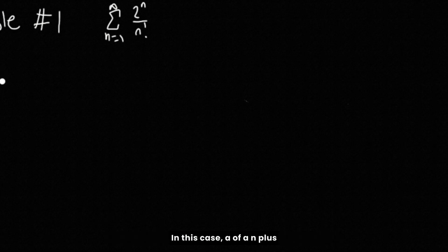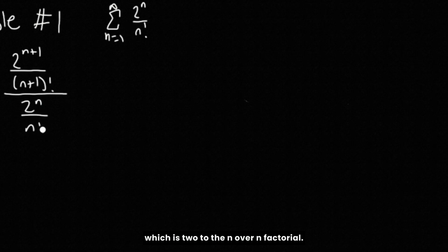value of, in this case, a of n plus 1, which would be this entire function here, but with n plus 1's instead of n's. So this becomes 2 to the n plus 1 power over n plus 1 factorial, all over the original one, which is 2 to the n over n factorial. And if it's convergent, then it will have to be less than 1.